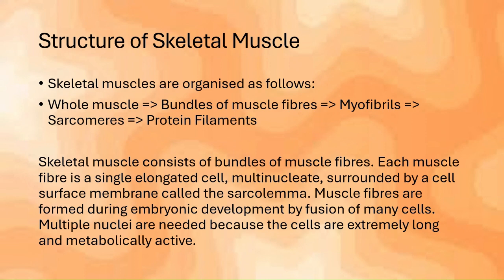So skeletal muscle consists of bundles of muscle fibers, and each muscle fiber is a single elongated cell, multinucleate, which means it contains multiple nuclei, surrounded by a cell surface membrane called the sarcolemma. Muscle fibers are formed during embryonic development by fusion of many cells, and multiple nuclei are needed because the cells are extremely long and metabolically active, which means a single nucleus won't be enough in skeletal muscles.